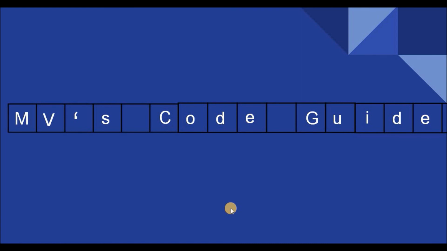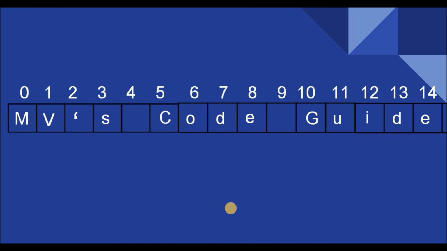Now let us see the indexing in our sample input to understand this concept a little better. If I input a string MV's code guide, so this is my input in this case, and I need to reverse the string. So indexing in this string would be starting from 0 till 14. So the total length of the string is 15 and the last index, as you can see, is 14. How can I get a last index? The formula is length of the string minus 1. Length of the string in this case is 15 and 15 minus 1 is 14. That is the last index.